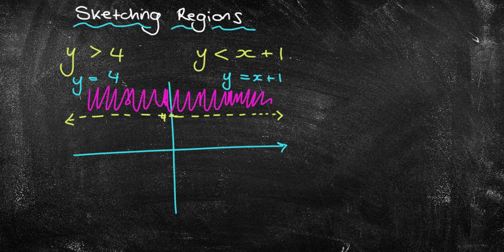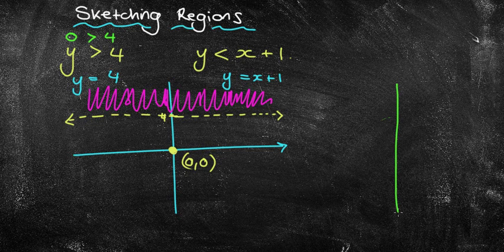But a really good practice is to take a point, and often the origin is the best one to use because that's the point (0, 0), and we can test it in our function to work out if it's true or false. For example, if I put 0 where the y is, is 0 greater than 4? No, it's not. That's false. Therefore, it's the other side that we need to shade.